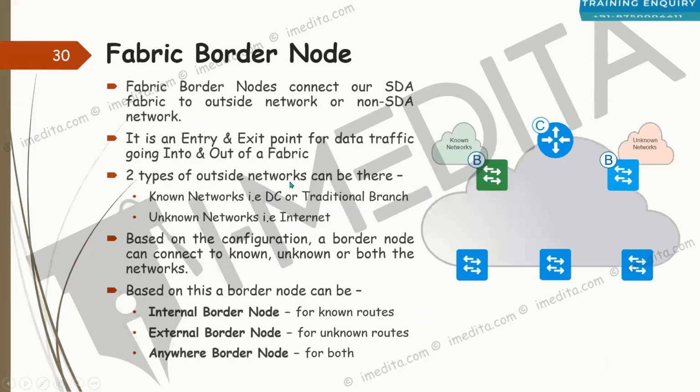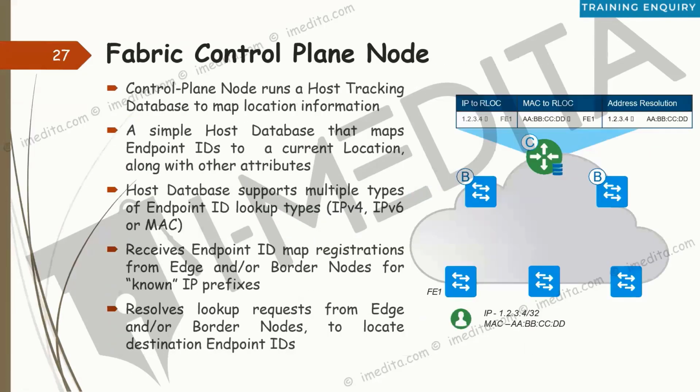Okay. Now, the final role that we have in our SDA that we can set on the switches is called the fabric border node. The last thing that we have here is the fabric border node. The fabric border nodes in our SDA deployment are going to allow non-SDA devices to connect with our SDA devices.